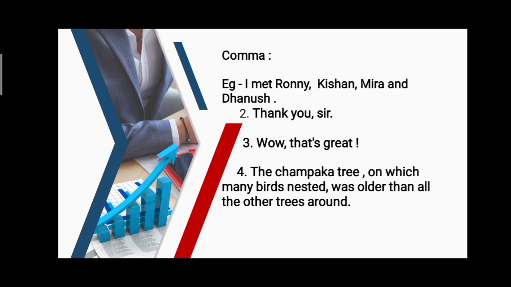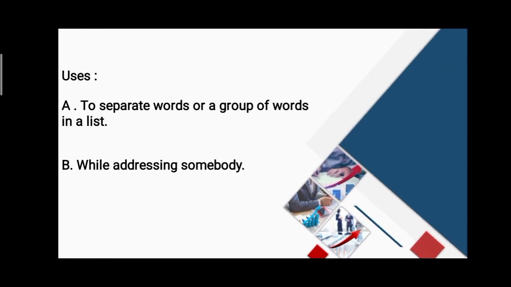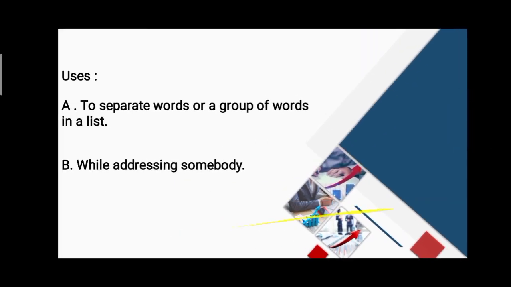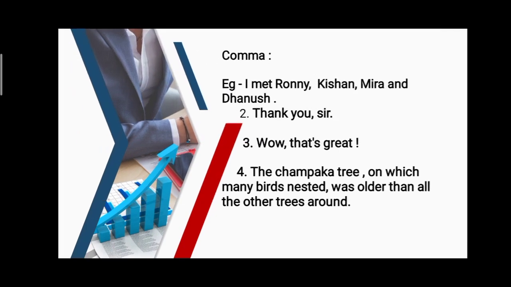Then comes the third example, that is, wow, that is great. So you can see students that it is an exclamatory sentence, and the word wow is the exclamatory word which is conveying the excess of emotions here. So whenever we write an exclamatory sentence, it is obvious that we have to put an exclamatory word there, and we have to separate this exclamatory word from the remaining parts of the sentence. That's why we have to put comma after the exclamatory word. So this is the third use of a comma, that is, we use a comma after an exclamatory word.